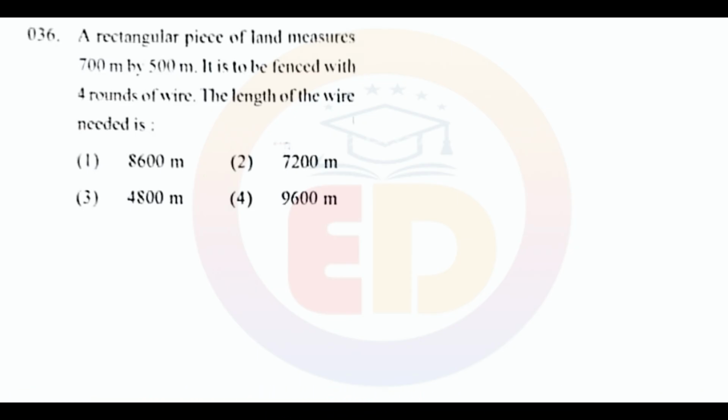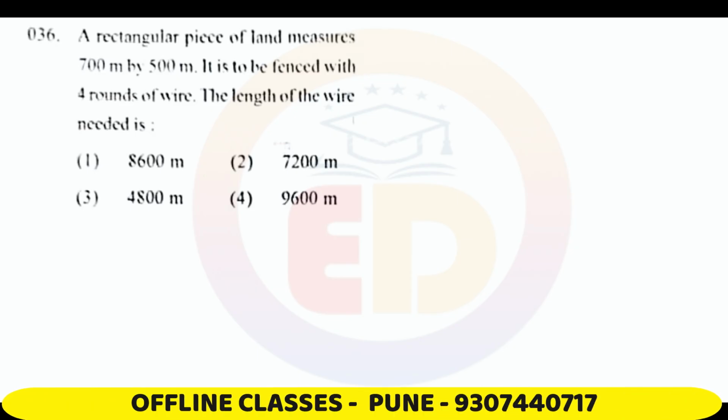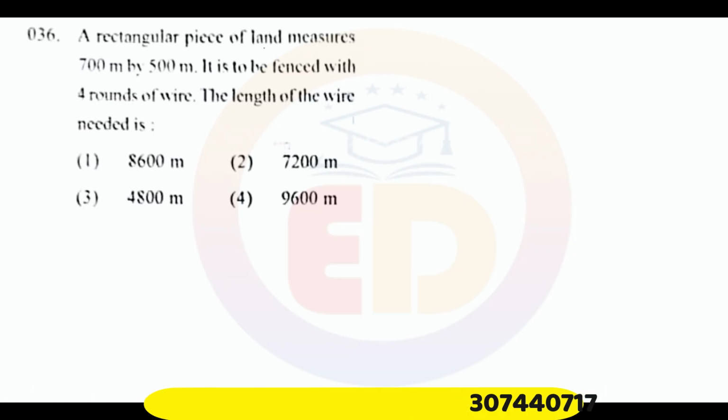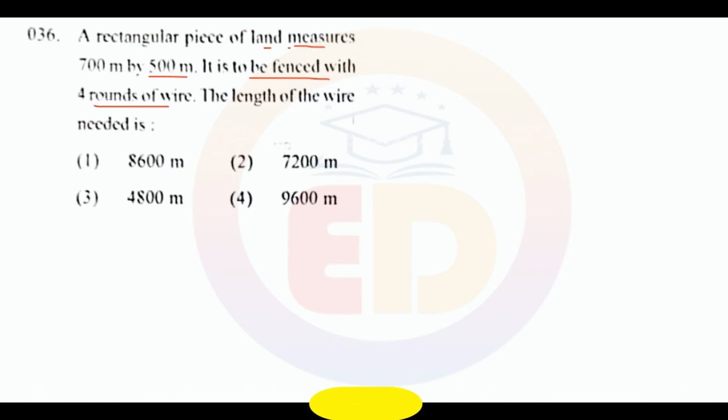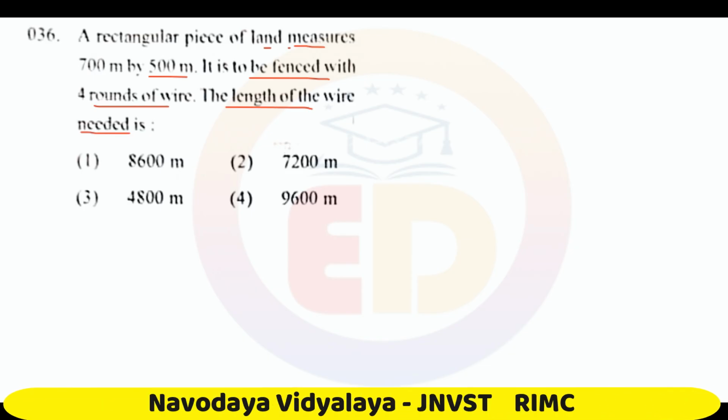Question number 36. A rectangular piece of land measures 700 meter by 500 meter. It is to be fenced with 4 rounds of wire. The length of the wire needed is.